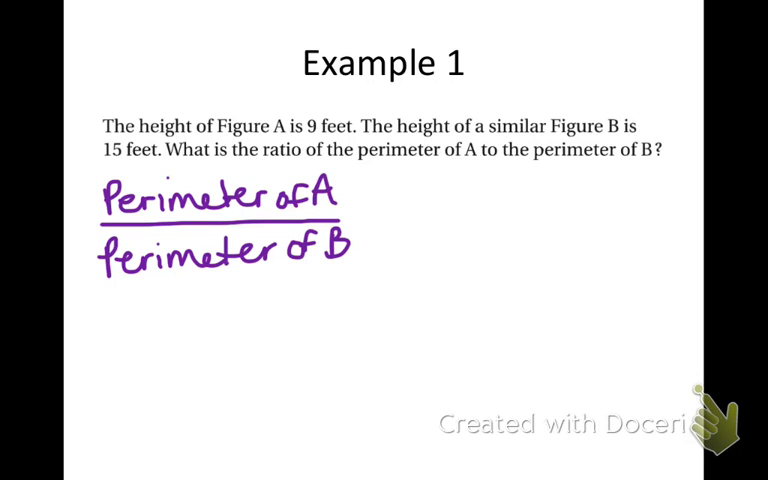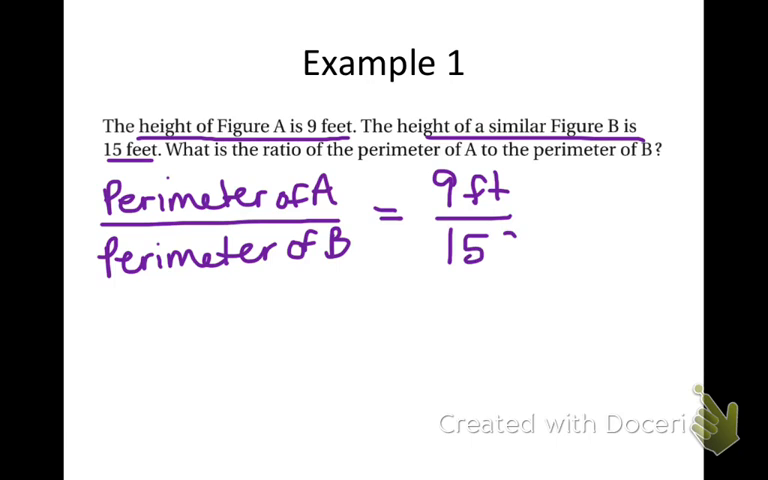of B. And what our key idea told us is that when the figures are similar, the ratio of their perimeters is equal to the ratio of the corresponding side lengths. So we can find some side lengths, and it tells us the height of A is 9 feet, and the height of B is 15 feet. So the ratio of the perimeter of A to the perimeter of B is equal to 9 to 15. And remember that we could simplify that.